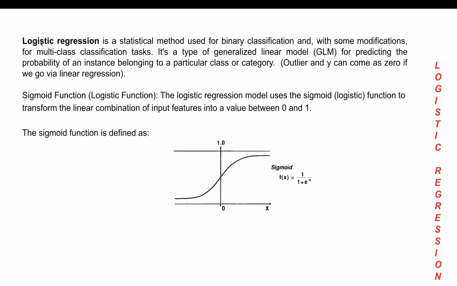Now, in the case of logistic regression, you use something called a sigmoid function to fit the curve. So just now I told you 0 and 1 output.